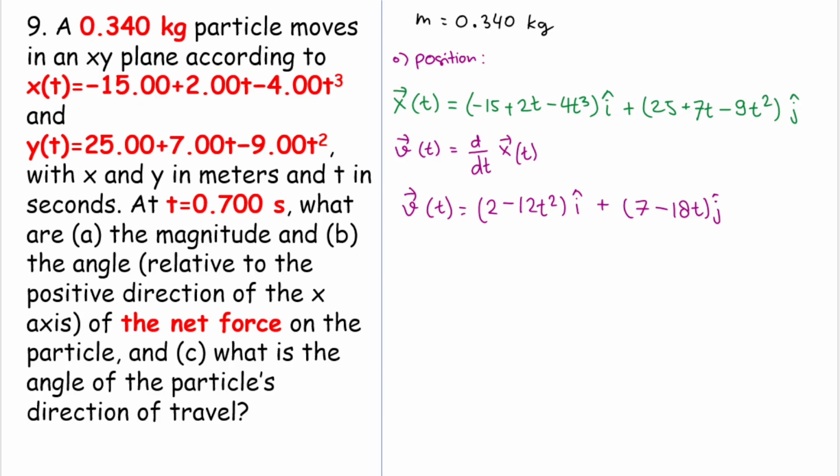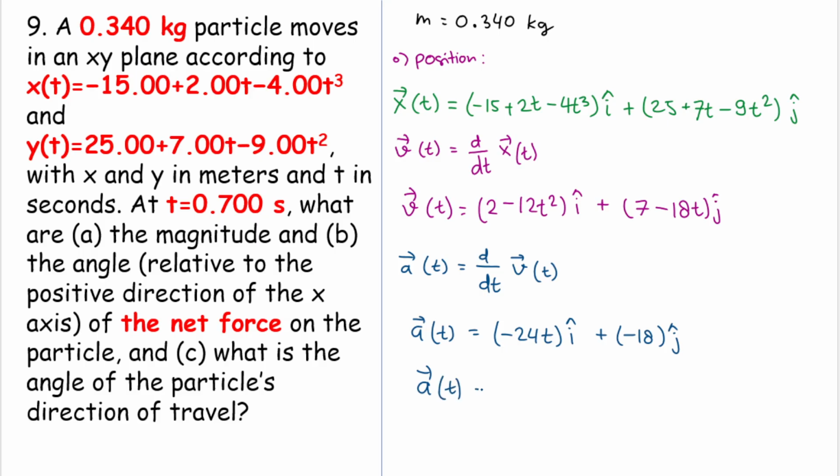And then finally, from here, we can also derive the acceleration unit vector. So what is the acceleration with respect to time? That will be the derivative of the velocity. So let's take the derivative of that v(t) here. 2 will become 0 and I will have minus 24t on the i direction, and then minus 18j on the y direction. Or we can write it simply like this: a(t) is equal to minus 24t on the i direction, plus and minus become minus, so I'll have minus 18j. Good. Now we have three important values, the x(t), the v(t), and also the a(t).